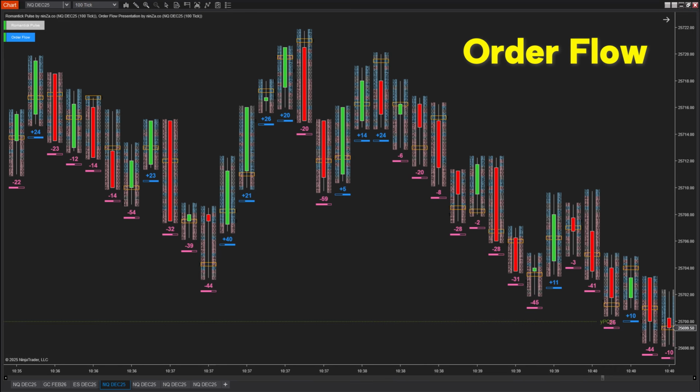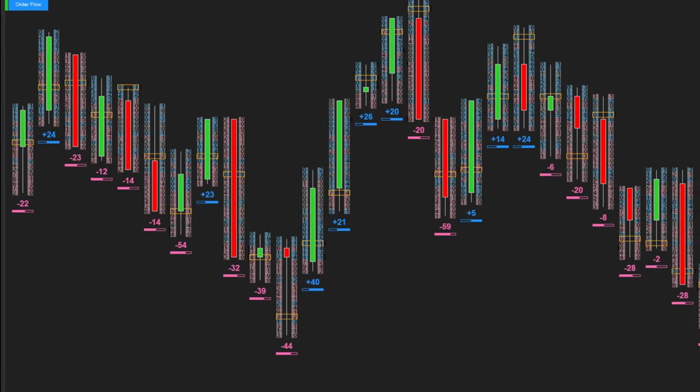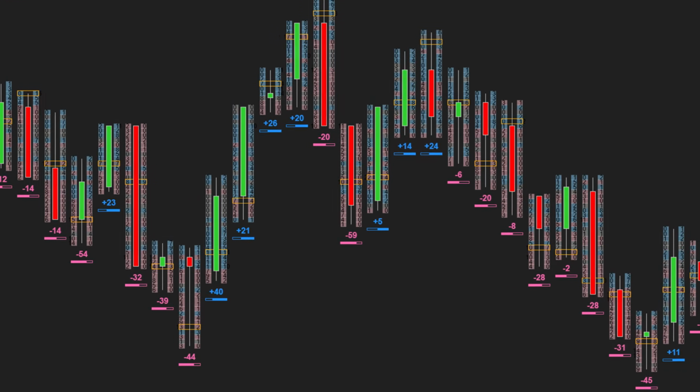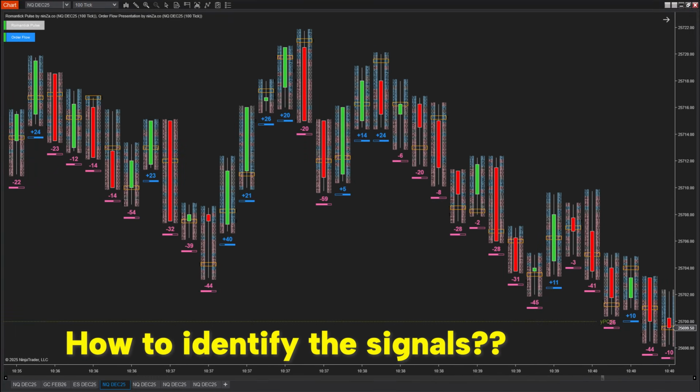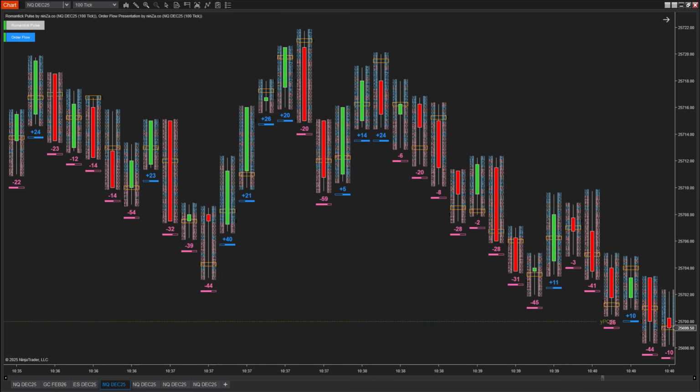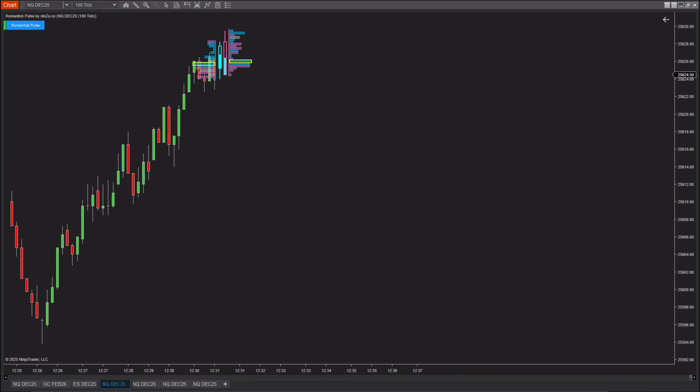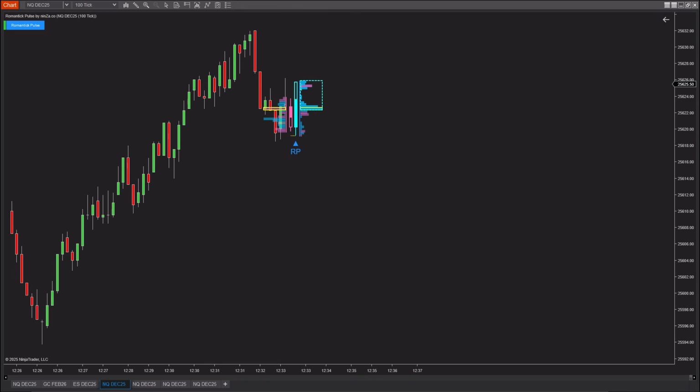Today, let's jump into our main topic, order flow. Many of you are already familiar with it. Order flow charts offer an incredible amount of valuable information. But with so much data on the screen, a common question arises. How do we actually find reliable entry signals amidst all that complexity?